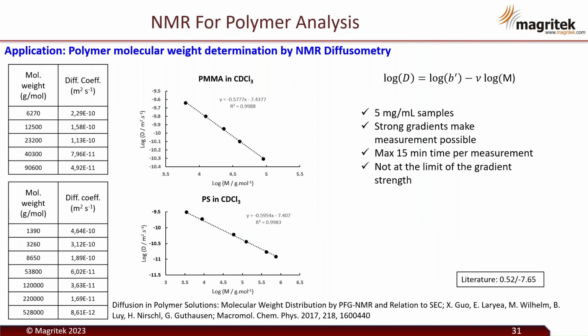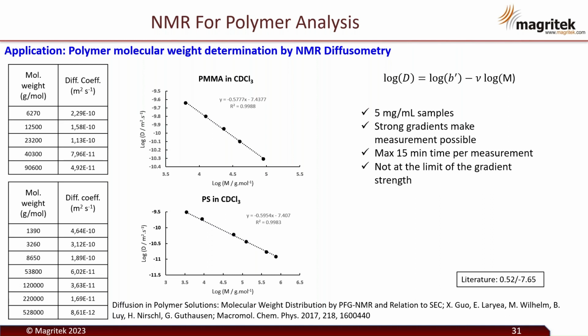So here I show two plots of PMMA in chloroform as well as polystyrene in chloroform, in which we're varying the molecular weight and determining the diffusion coefficients. We see that they fit linearly. In pulling out the diffusion coefficient, we're able to directly determine the molecular weight. It's important to note here that all of these samples are made at 5 milligrams per mL. And in turn, these strong gradients make these measurements possible with a max measurement time of 15 minutes per measurement.